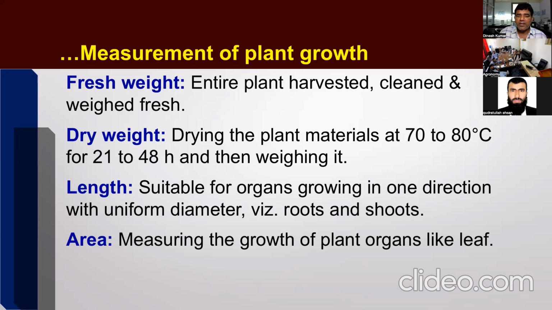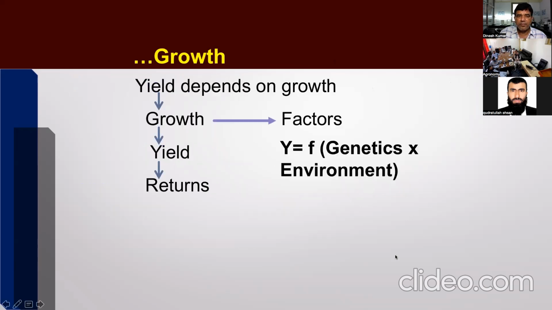Length can be measured, suitable for organs grown in one direction. For example, root length or shoot length can be measured. Sometimes area can be measured as a measure of plant growth. For measuring the growth of plant organs like leaves, we can measure the leaf area.